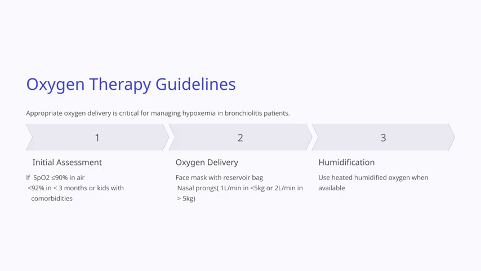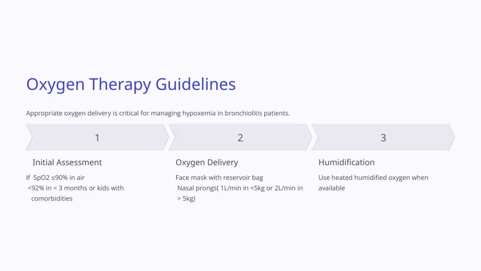First, let's consider the initial assessment. If a child's oxygen saturation, or SpO2, is 90% or less while breathing room air, that's a clear sign we need to intervene. Similarly, for children under 3 months or those with other health conditions, an SpO2 below 92% warrants attention. This helps us identify who's at greater risk and needs prompt oxygen therapy.